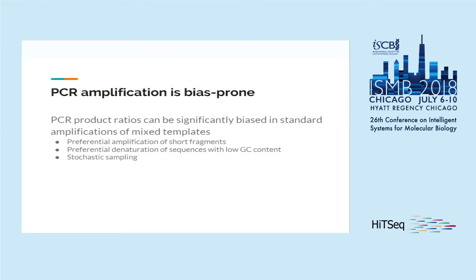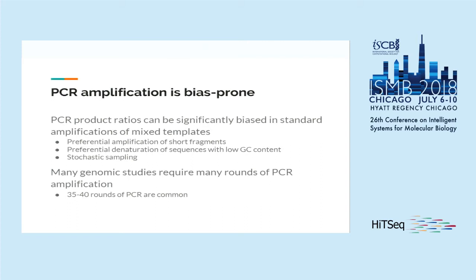And this is amplified also when you consider that many genomic studies require many, many rounds of PCR amplification. Standard studies require about 35 to 40 rounds of PCR. And even the latest developed single-cell RNA-seq protocols require at least 17 rounds of PCR. And so you can imagine that these sources of amplification bias are multiplied many times throughout your experiment.